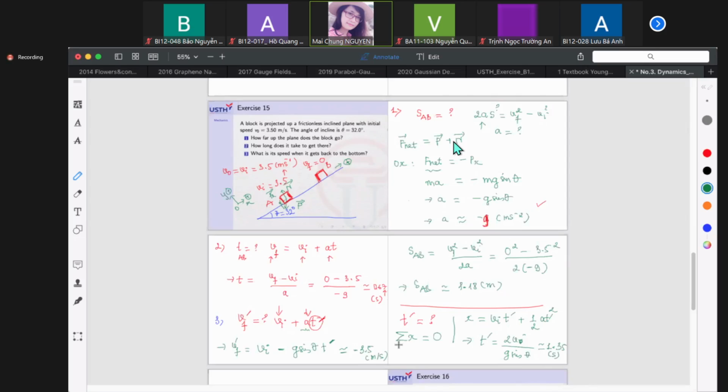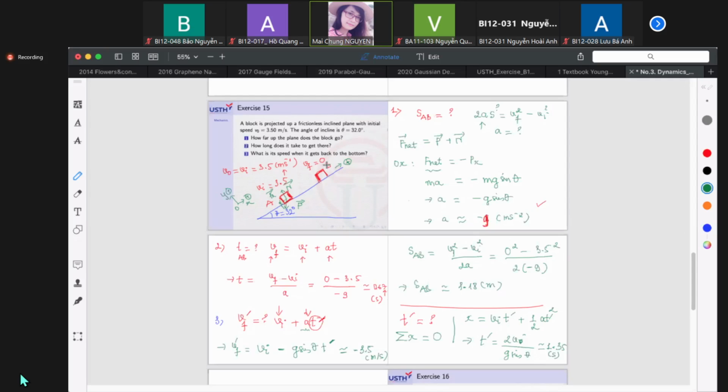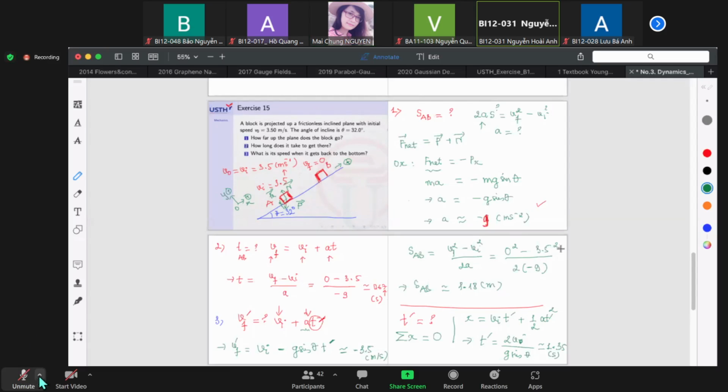Yes. Is there anything wrong with the equation for SAB? Because when I calculate this, it's not 1.18. 1.18 is not true for the first question. Yeah, so why? Don't forget we had the VF, B0. Do you agree? Yes, VI is 3.5, but it's not 1.18. Is 1.18 correct or not?